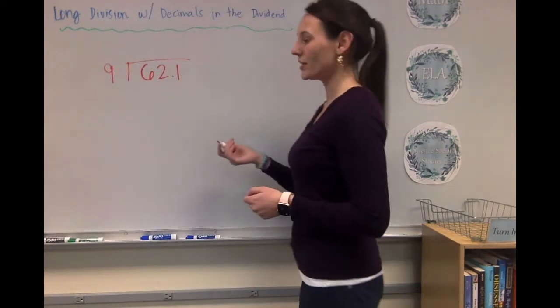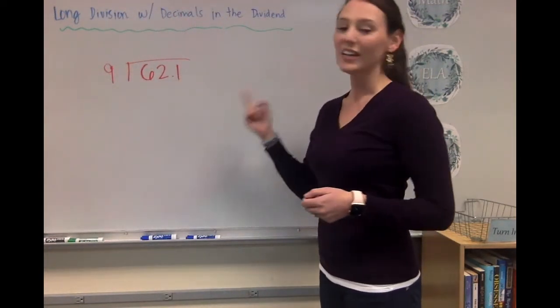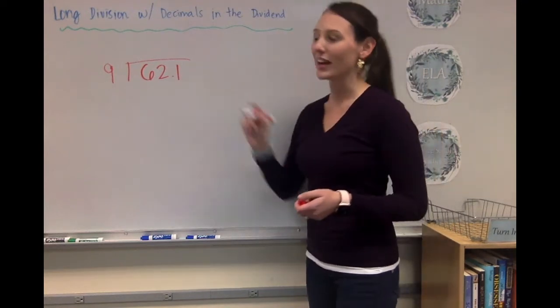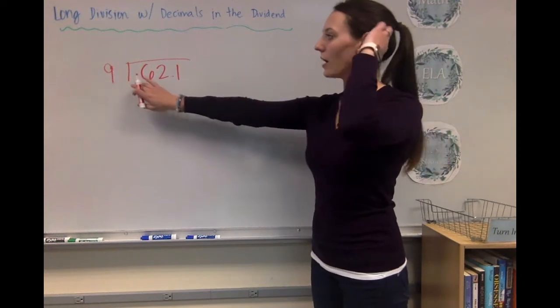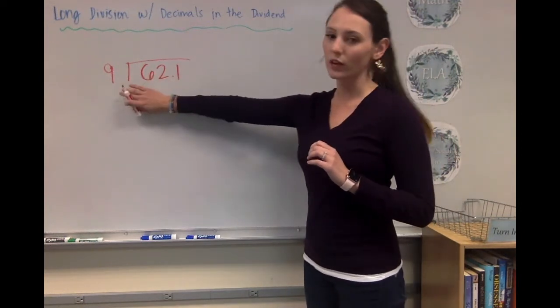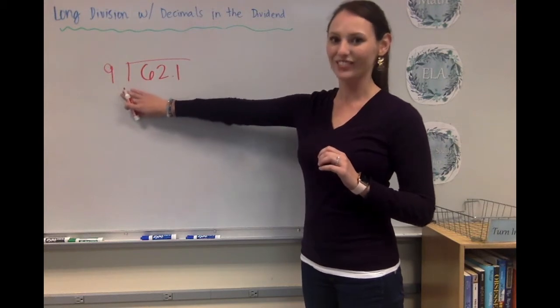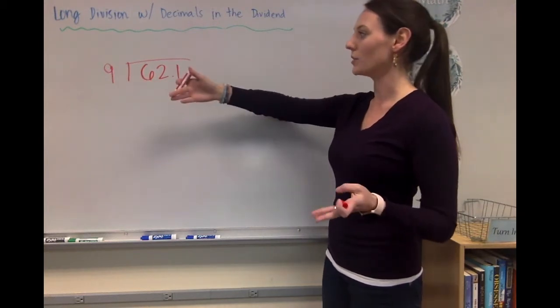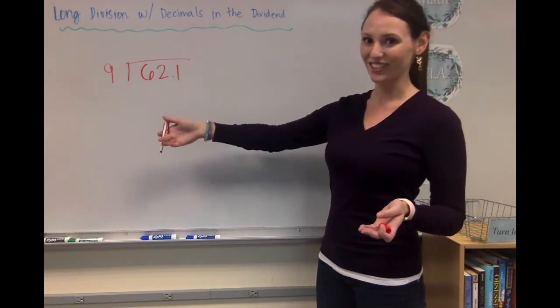Okay, so our first problem that we're going to solve for is 62.1, or 62 and 1/10, divided by 9. So you can see that our decimal is here in the dividend. We don't have one in the divisor. That will be for a later video. But this is how to solve if you have a problem with just a decimal in the dividend.